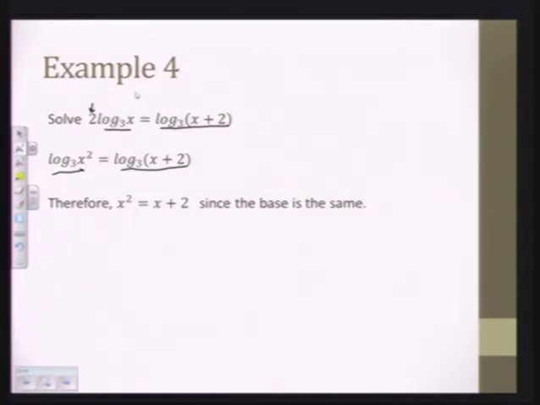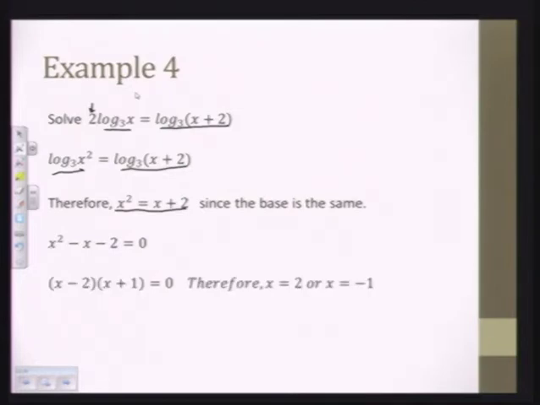Now, if one of these had been the log base 5, we would not be able to solve this equation the way that we have. Now it's a simple matter of solving x squared equals x plus 2. And you'll recognize that as a quadratic expression. We want to set it equal to 0, so we'll subtract x and subtract 2 from both sides. And now we'll try to factor or use the quadratic formula.